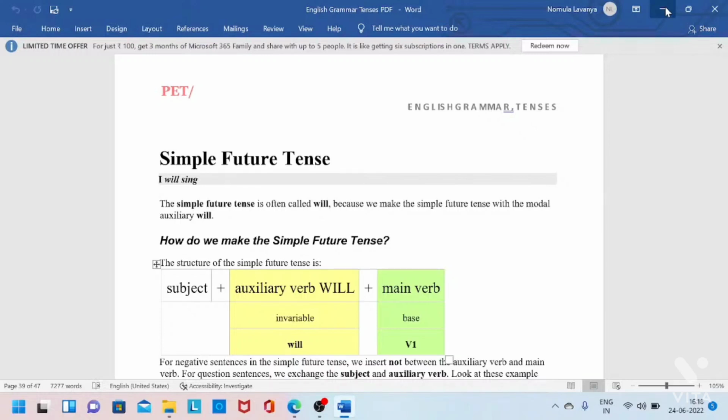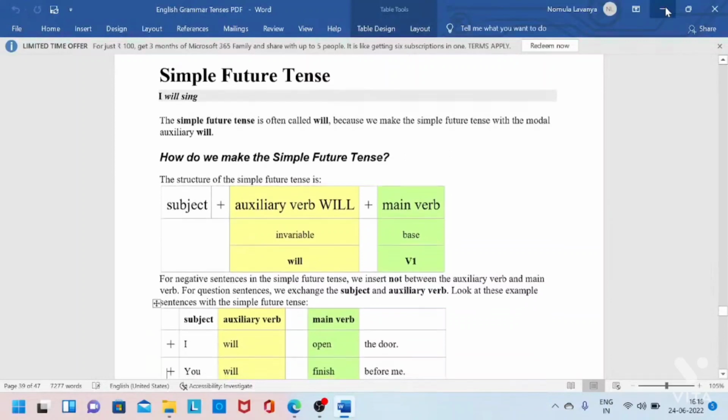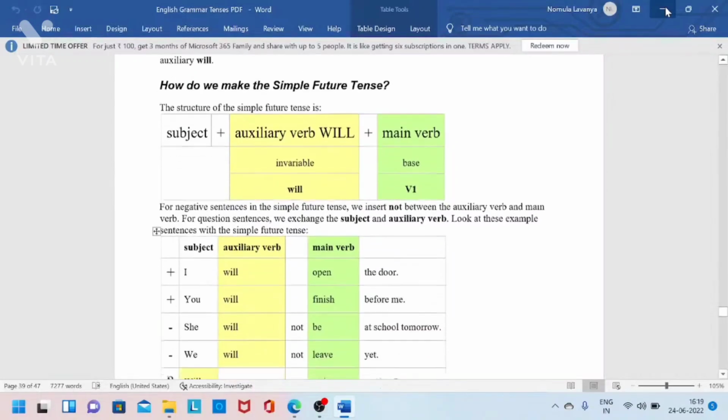In the past tense we used a verb 3 formation, right? In future tense we will be using verb 1 formation. For the negative sentence, as usual, we will be inserting not in between the auxiliary verb and the main verb. For question sentences, we exchange subject and auxiliary verb. So let us look at the examples.